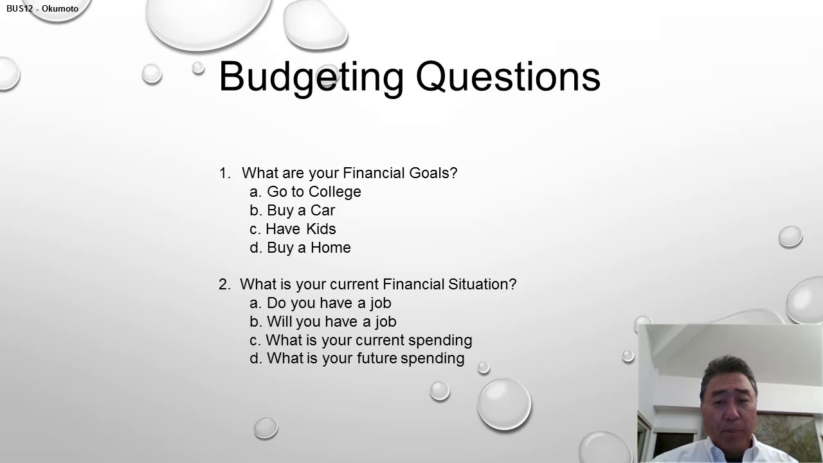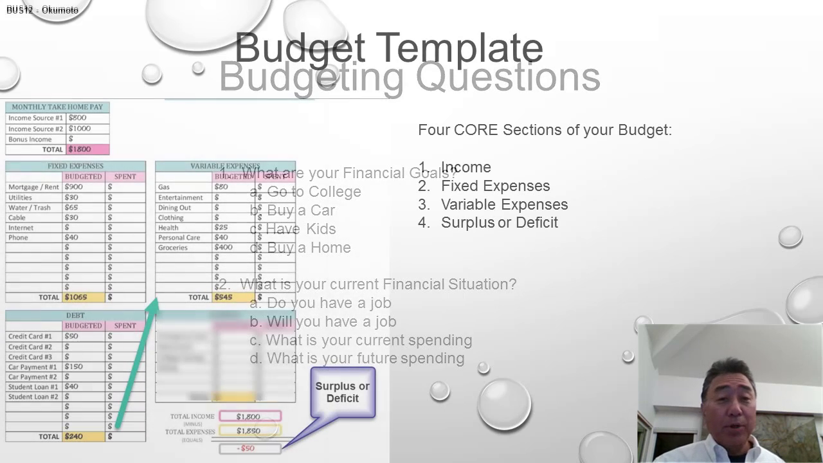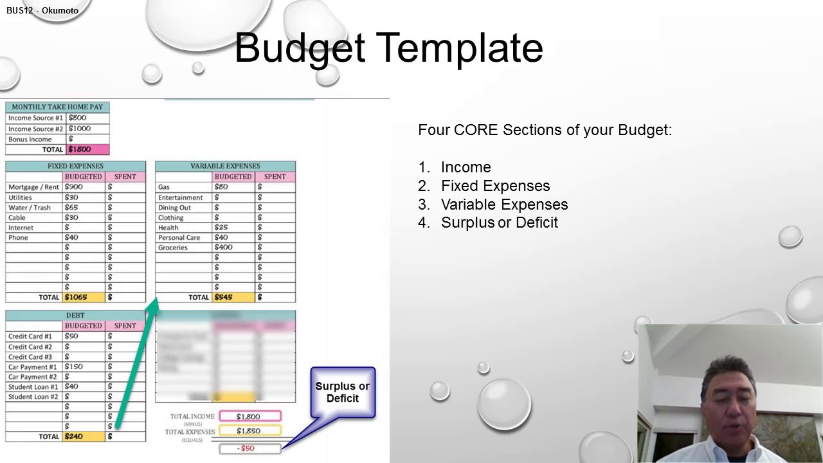Well, now that you've answered those 2 basic questions, we should take a look at a budget template. What does a budget actually look like? And we must understand and become familiar with it so we can work with it. It's like any other tool. You have to get good at it. The tool in itself is not going to help us. So let's look at this budget template.